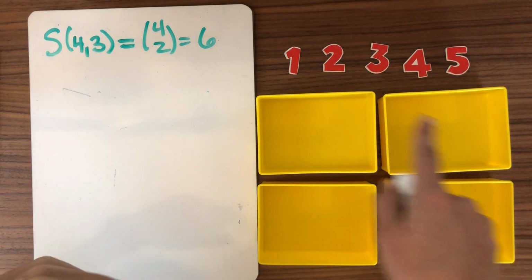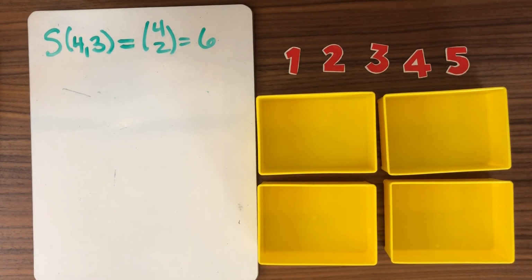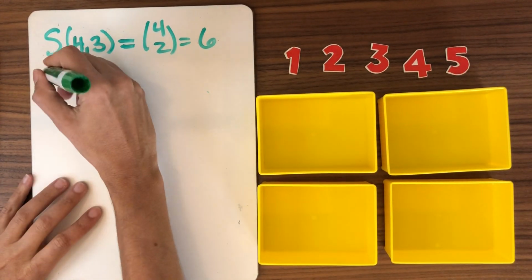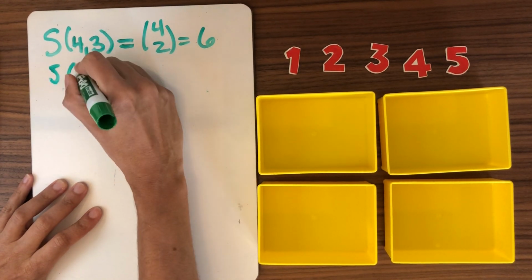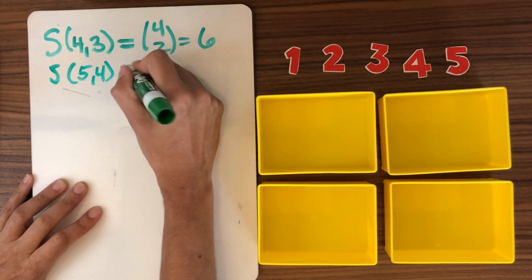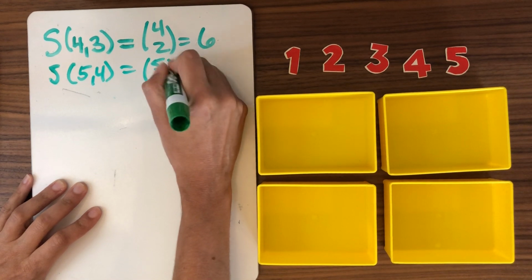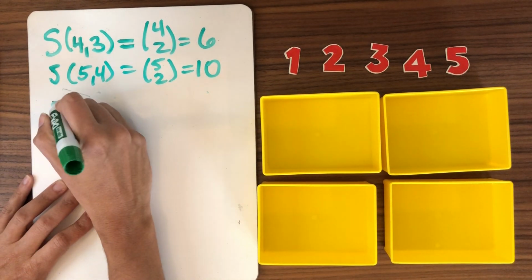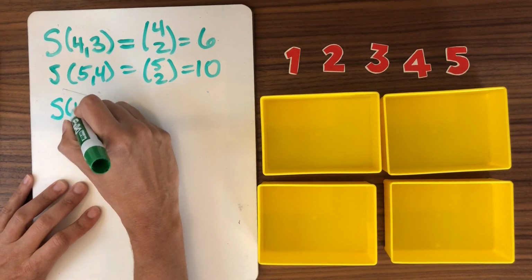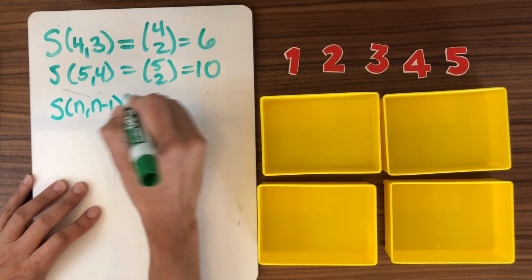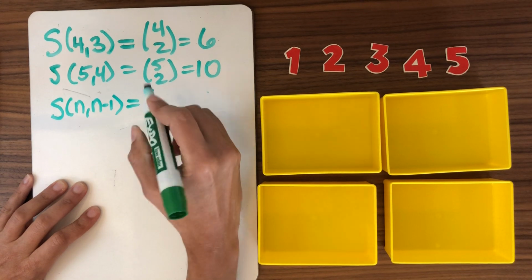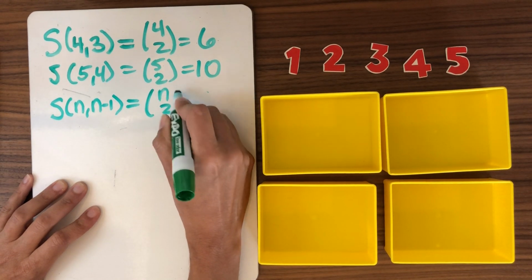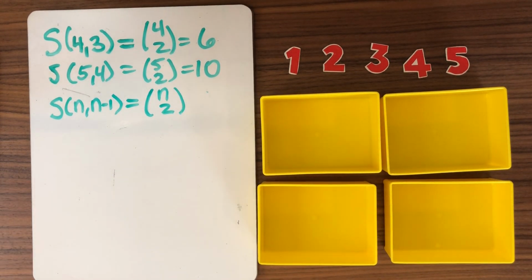So again, there's going to be 1 box that has 2 balls, and all the rest of the boxes have just 1. So it's actually the case that S of 5, 4 is equal to 5 choose 2. So there would be 10 ways to do that. And in fact, what we've just discovered is that S of n, n minus 1 is actually super nice. It's n choose 2. That's kind of neat.